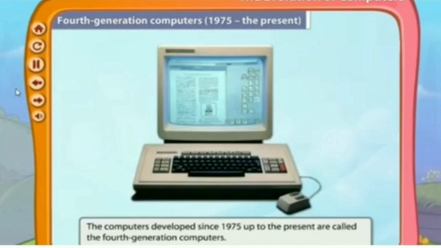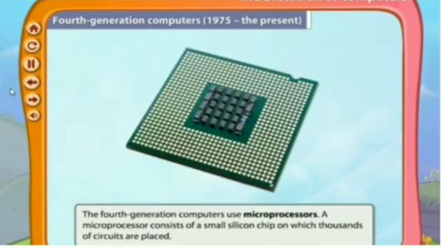The computers developed since 1975 up to the present are called the fourth generation computers. The fourth generation computers use microprocessors. A microprocessor consists of a small silicon chip on which thousands of circuits are placed. These computers are the cheapest of all earlier generation computers.